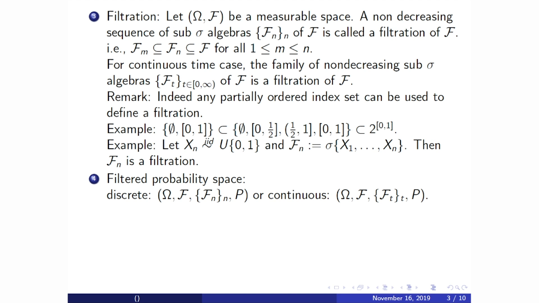Okay, now we introduce what we call a filtered probability space. So, here we denote this combination where omega is the non-empty set, F is the sigma algebra, and Fn is the filtration, that means the family of sub-sigma algebras, and P is the measure which is defined on omega F. So, this whole collection together we are going to call a filtered probability space.